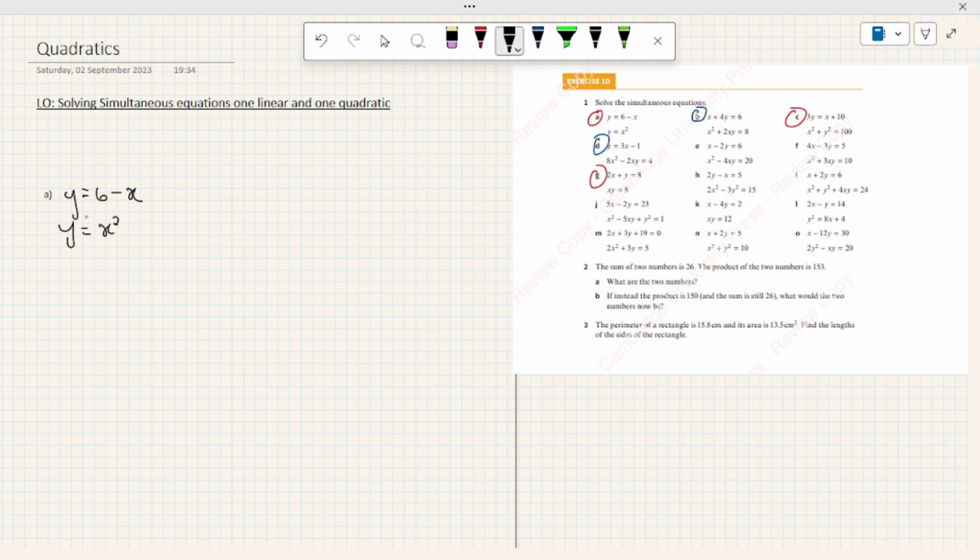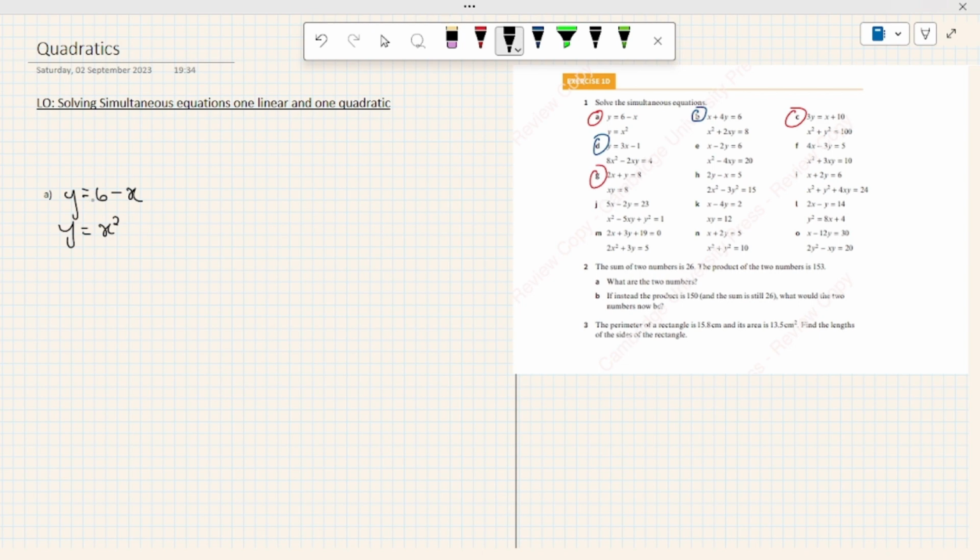In these simultaneous equations, guys, I'm going to solve them using substitution. You don't have to memorize anything. You just choose one variable that you're going to deal with, which is going to be the subject of the formula, and then that's it.